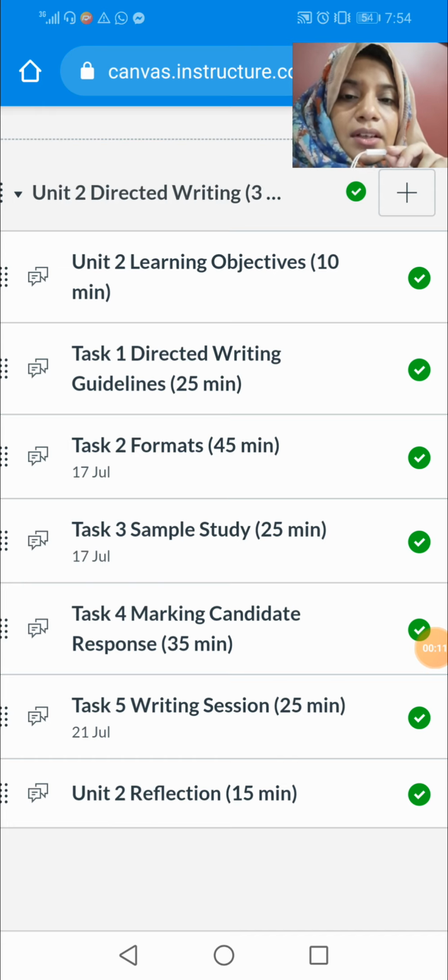This week you studied directed writing, the guidelines, the formats, you studied the sample, you marked the candidate response, you wrote in a collaborative setting, and above all, you reflected on your learning.